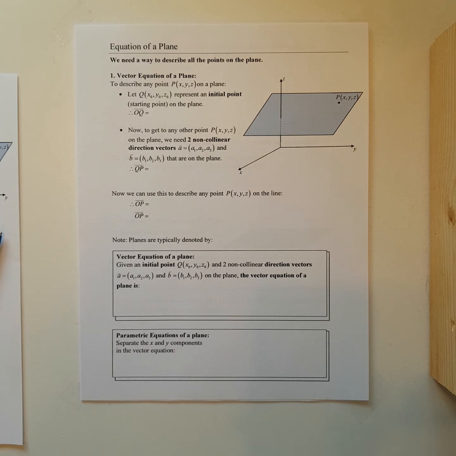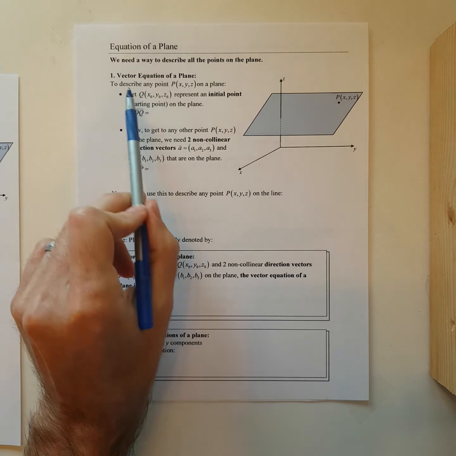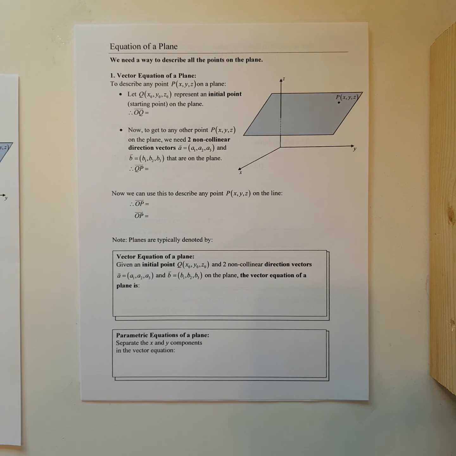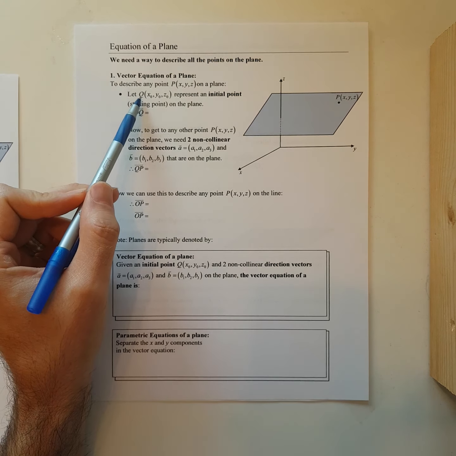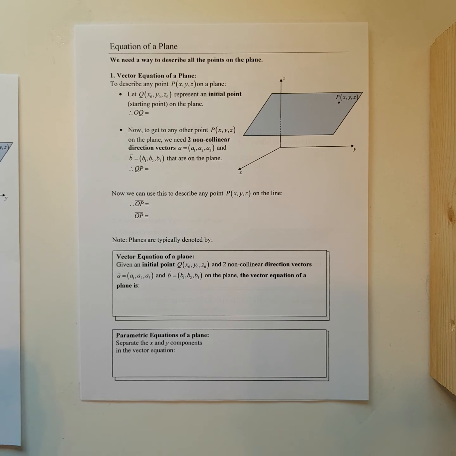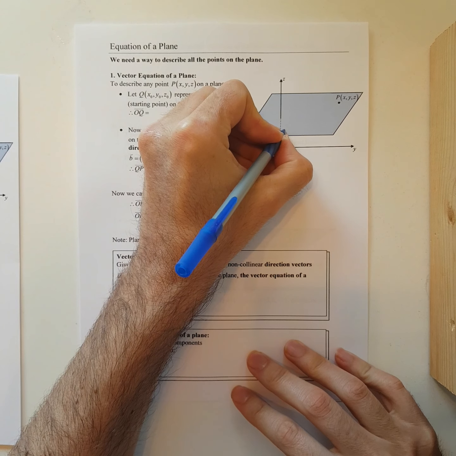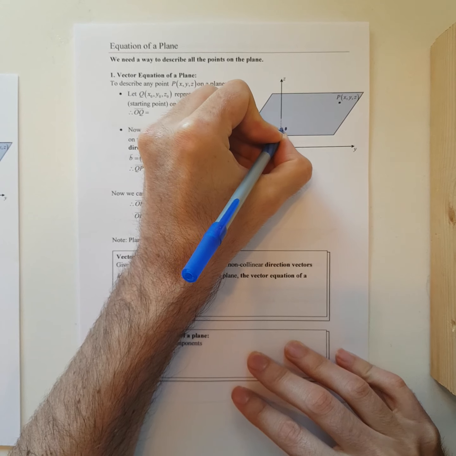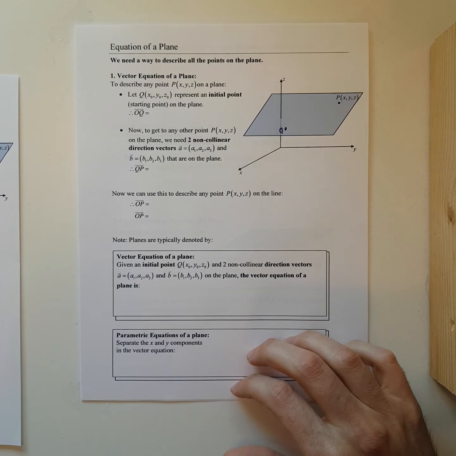To build the vector equation for a plane, it's basically the same idea as what we do when we're trying to find the vector equation of a line. So what we're trying to do is to be able to describe any point P that I've put on here with coordinates x, y, and z. So to do that, what we first need is some initial point that is on the plane, a starting point, very similar to what we did with a line. So I'm going to put that point Q right here and say there is our initial point on this plane.